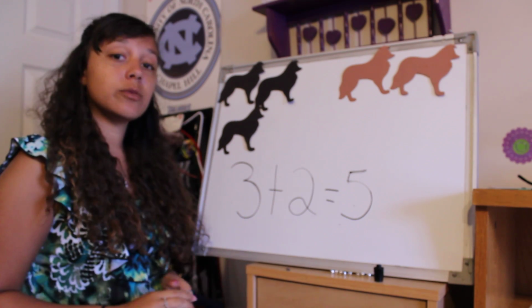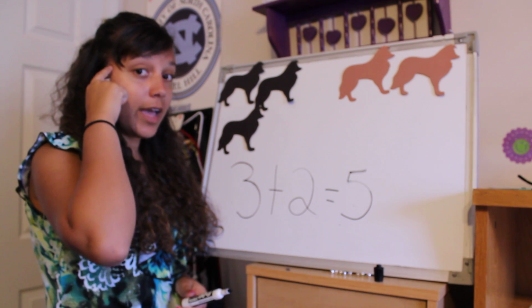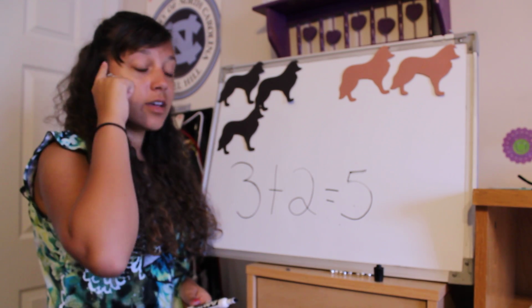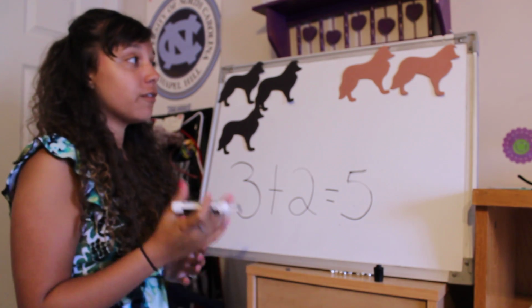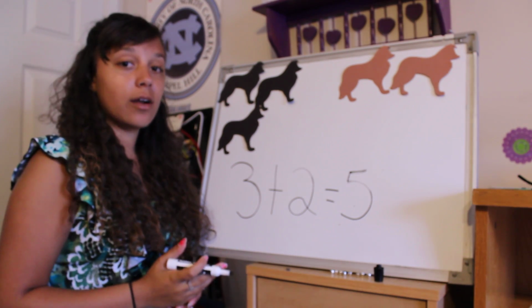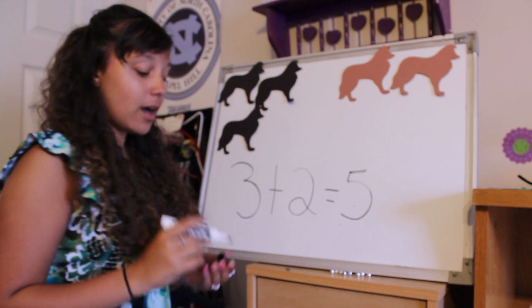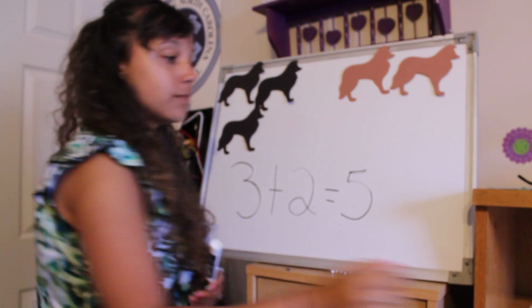And again, if you want to double check your work, you can put 3 in your head and 2 on your fingers. 3, 4, 5. So there were 5 dogs all together playing in the park. Now let's look at another example.